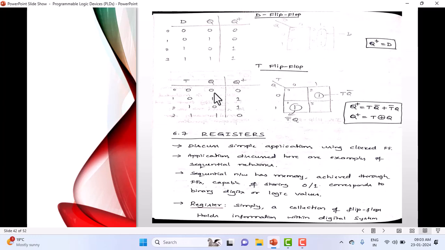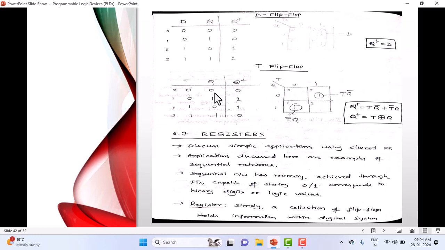Only when the clock pulse comes, if it is pulse triggered, will the flip-flop change its state. Though you might have applied 1 here, the present state may be 0. For the next state to change, a clock pulse should be applied. Understand here? Either level triggered or edge triggered, the clock pulse must be applied.